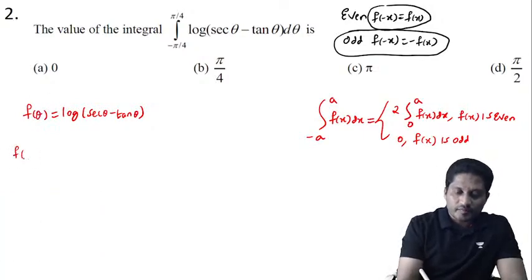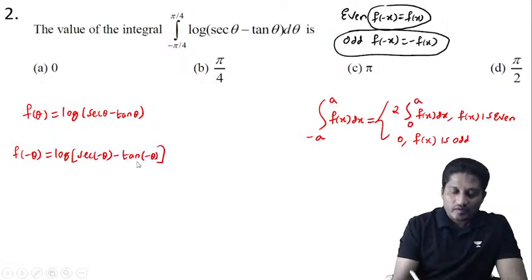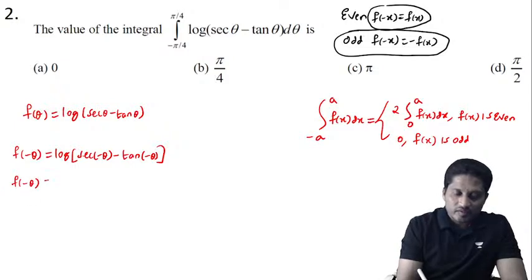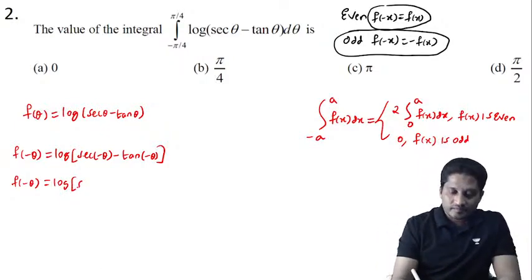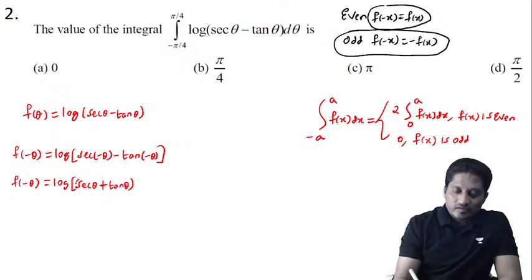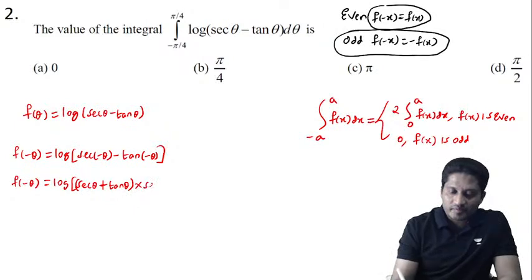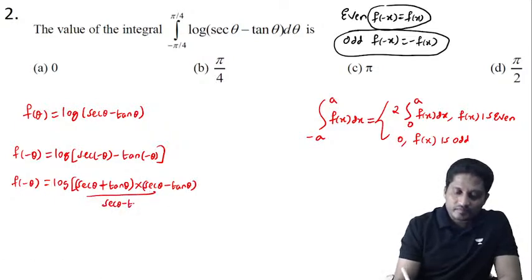Now suppose I take f of minus theta. This will be equal to log of sec of minus theta minus tan of minus theta. Now f of minus theta is equal to log of sec of minus theta, which is plus sec theta only. So this will be sec theta, and tan of minus theta is minus tan theta, so this is plus tan theta. Right, now I'll rationalize this. I'll multiply by sec minus tan, and divide by sec theta minus tan theta, and then this is d theta.